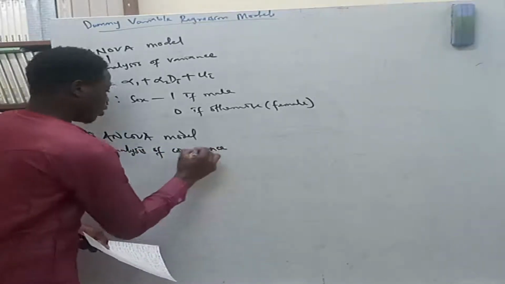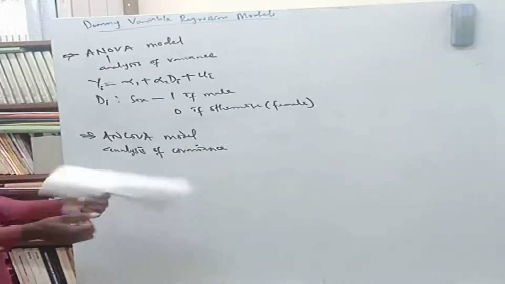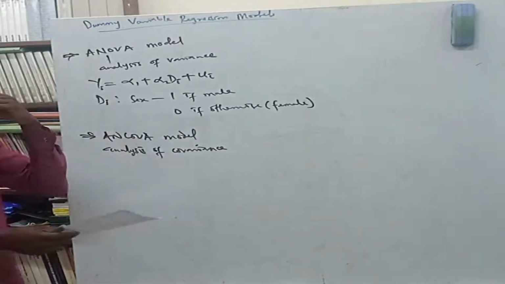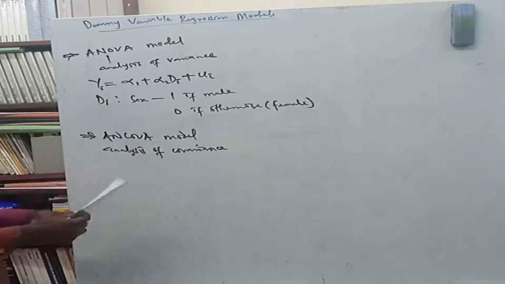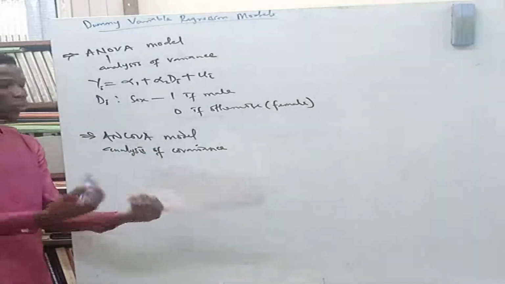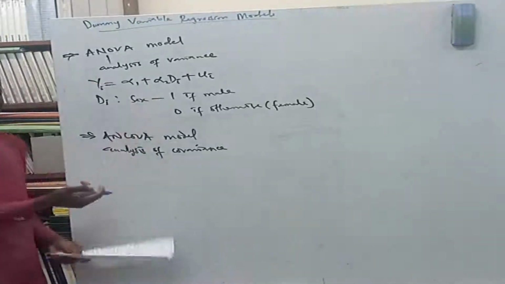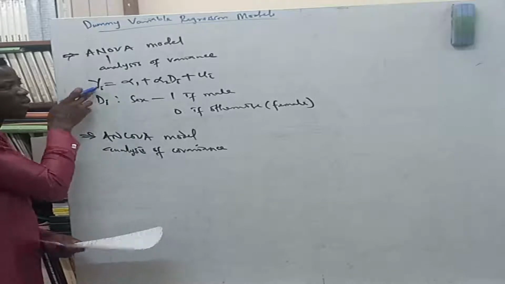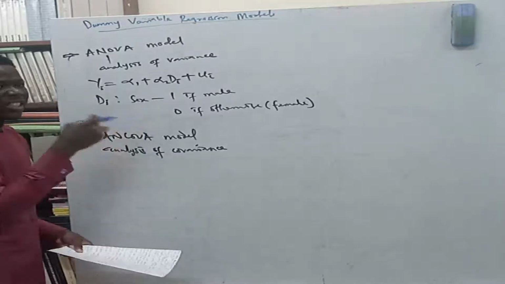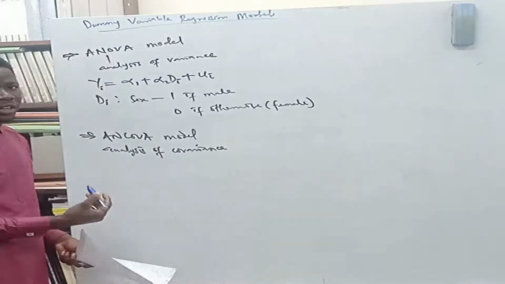Analysis of covariance model. So this model now incorporates the two together, qualitative and quantitative. So I want to extend this example now. I say, okay, our annual income depends on sex and the years of experience of the worker.